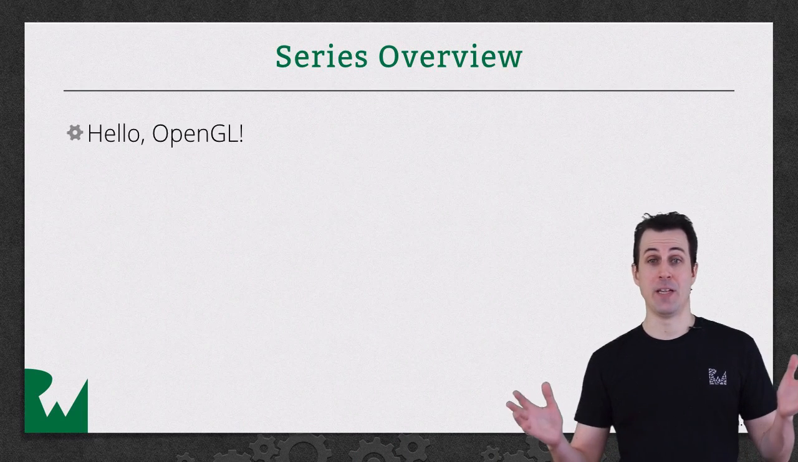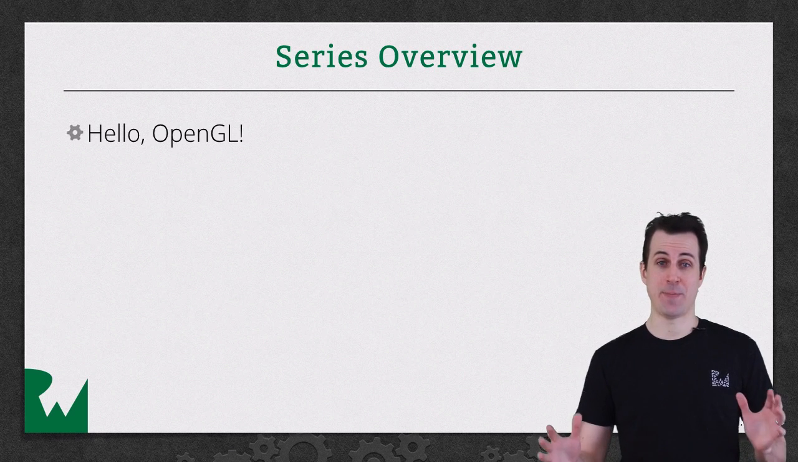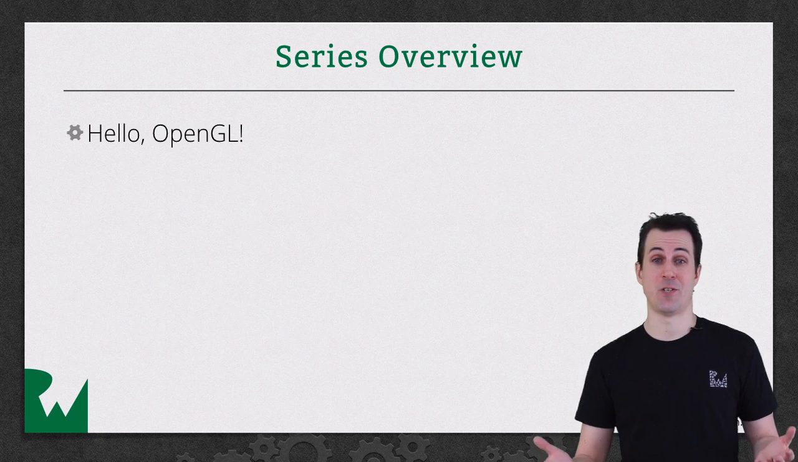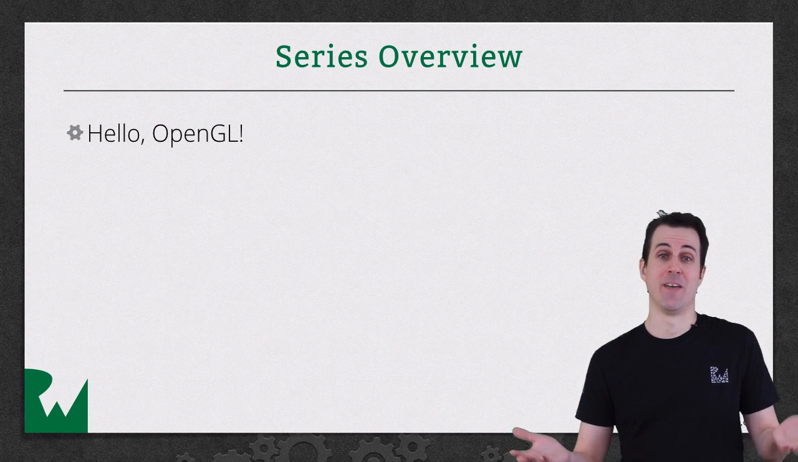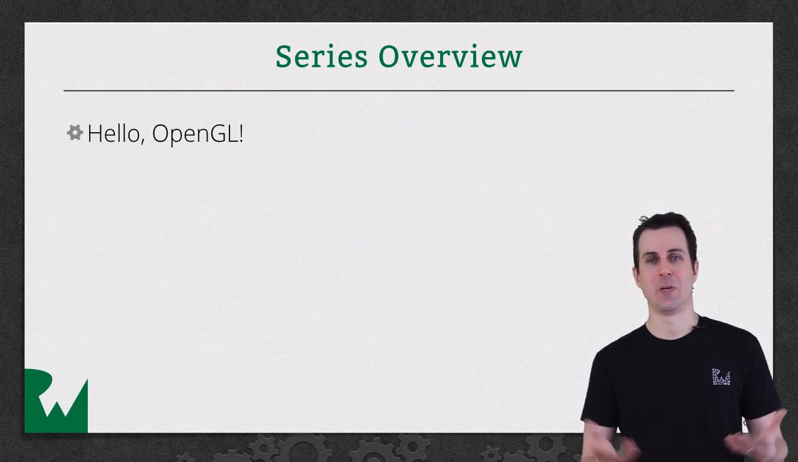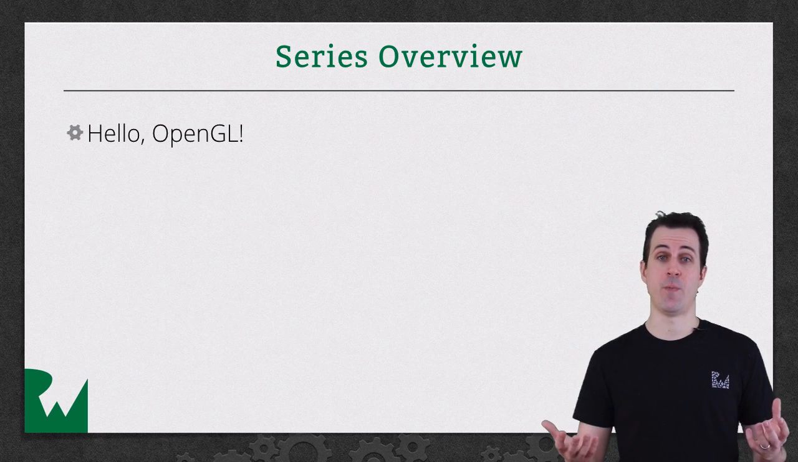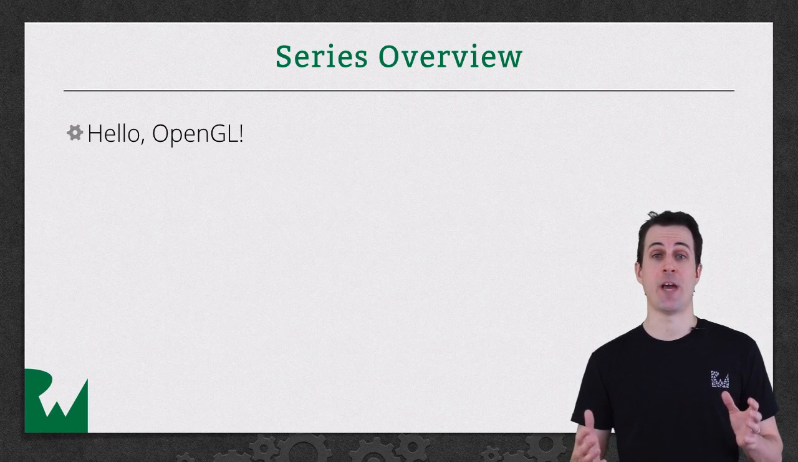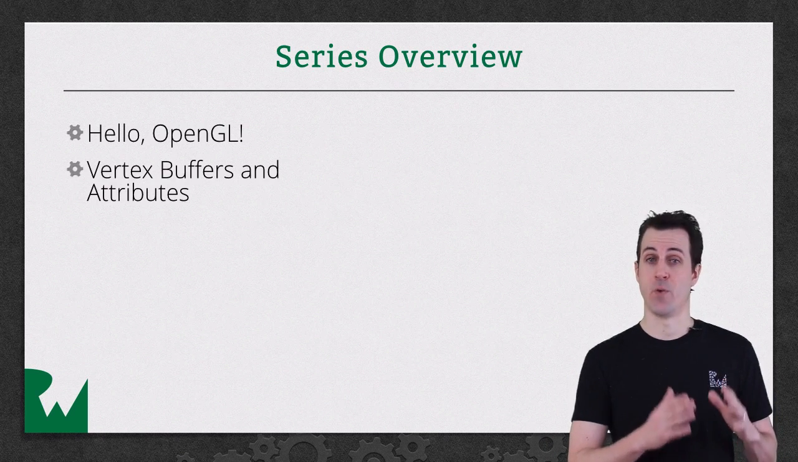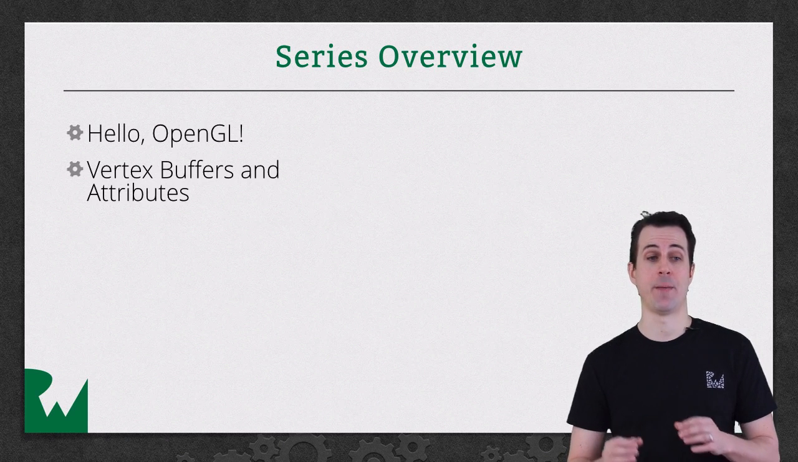Last but not least, here's an overview of what we're going to be covering in this series. First of all, we're going to start with a Hello OpenGL, and we're going to do the simplest possible thing we can do, which is just color the screen a green color. Believe it or not, it does require more than one line of code to do this, but it's not too bad. So we'll get started with that. Next, we'll say, okay, now that we have things set up to use OpenGL, how do we render a triangle to this screen? And you'll be learning about vertex buffers and attributes to do that.